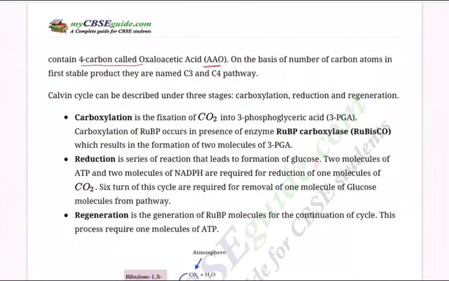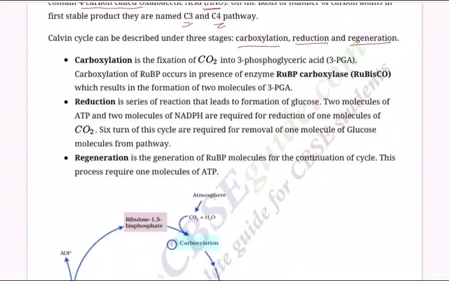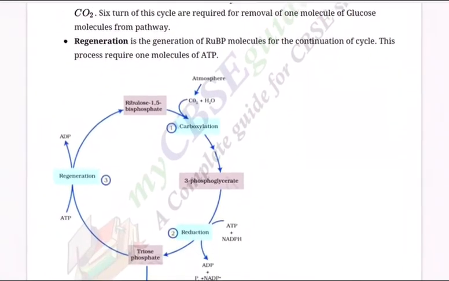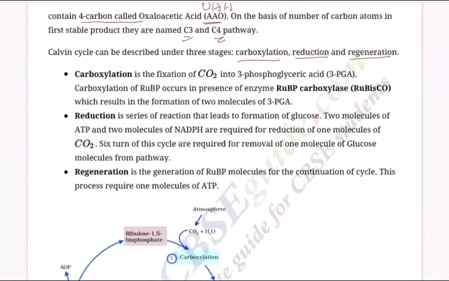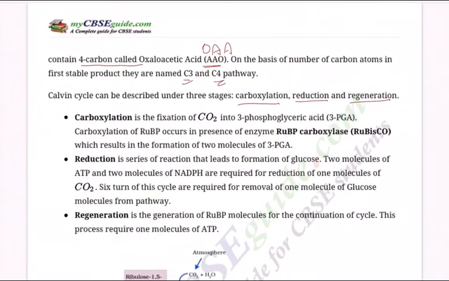Later on, a new compound was discovered which contained 4 carbon called oxaloacetic acid, that is OAA, oxaloacetic acid. On the basis of number of carbon atoms in the first stable product, they are named as C3 pathway and C4 pathway. The Calvin cycle can be described under 3 stages: carboxylation, reduction and regeneration. So basically these are going to help the CO2 to get fixed into starch. So I think in our next session we will be talking about this in detail.